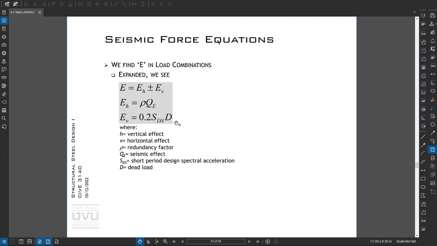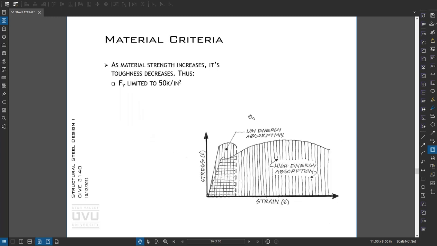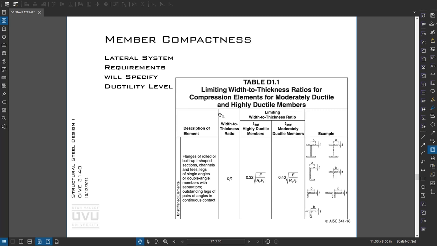So this is convenient if you're modeling something, just to put in an adjusted 1.2 dead plus this 0.2 SDS factor in the load combos. A couple last things. There's a material limit of 50 KSI on seismic material. It's related to fracture toughness.